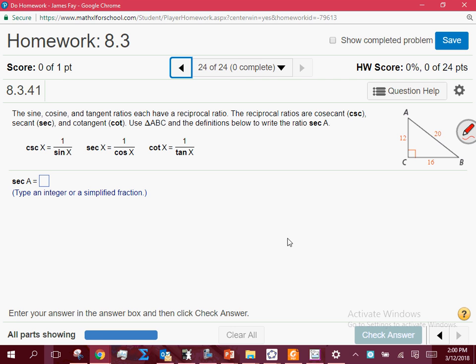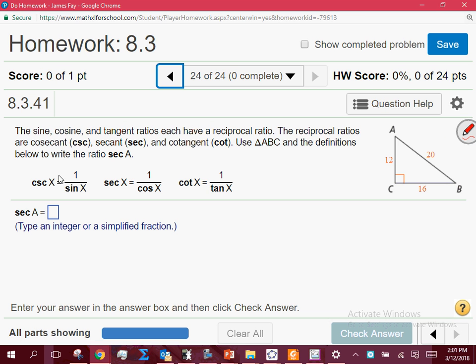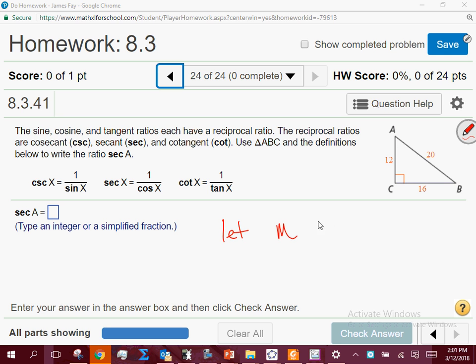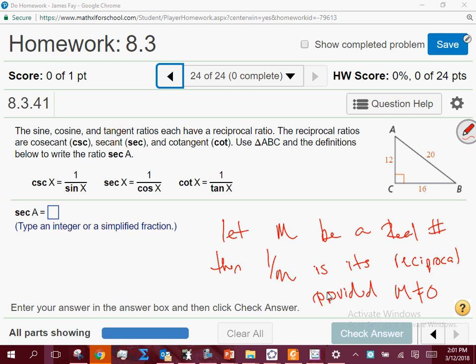Use this relationship, okay? It says the cosecant is 1 over sine. That's the definition of a reciprocal, folks. If I let m be a rational number. Now, it doesn't have to be rational. Let's just say a real number. Then 1 over m is its reciprocal, provided m does not equal 0.